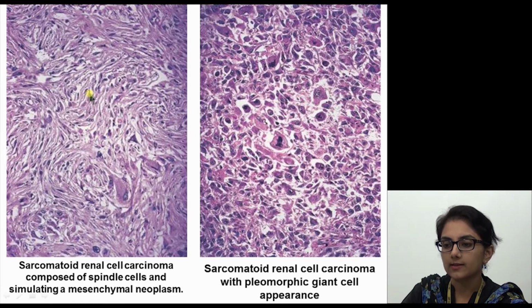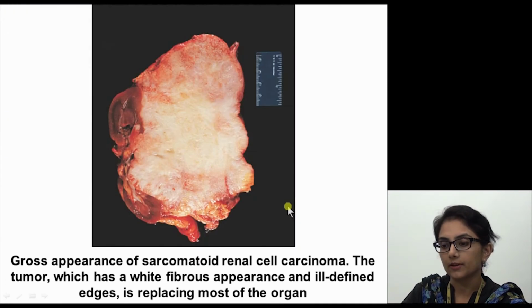And this is what it looks like. Really, it looks like a sarcoma. And you may find the only evidence of epithelial differentiation would be on immunohistochemistry with some epithelial markers. On the right, you have a sarcomatoid RCC with a pleomorphic giant cell appearance, so it can look really, really pleomorphic. There are some indicators even on gross. When a tumor has sarcomatoid areas, those areas may have a very white, fibrous appearance.